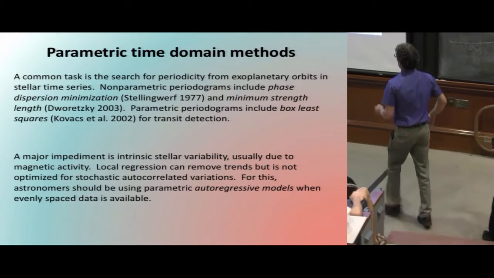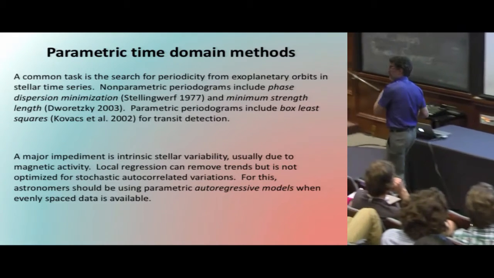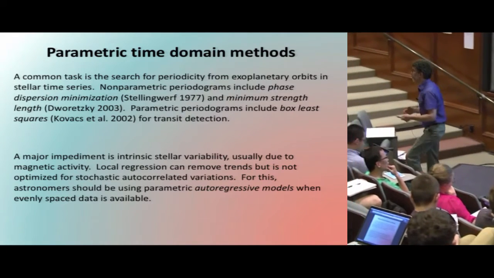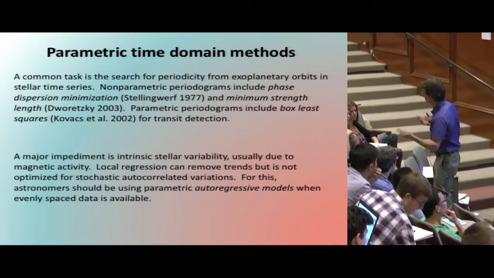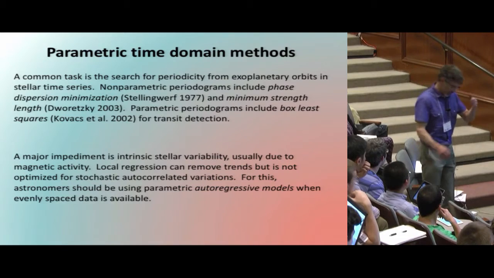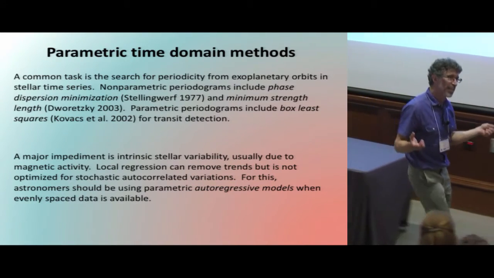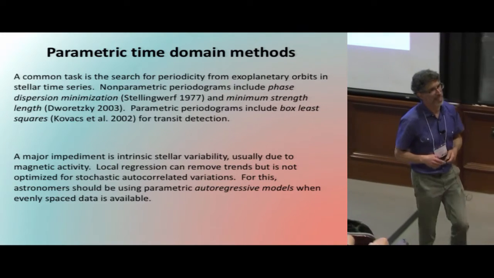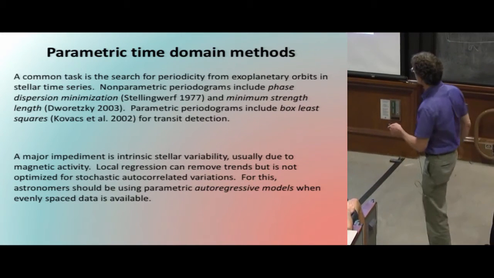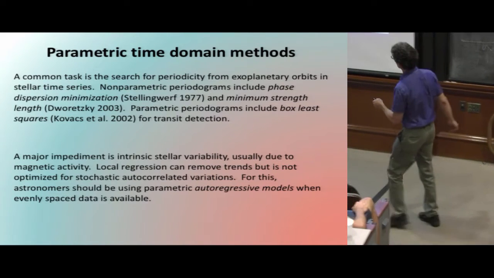Of course, the main problem with all of these methods, astronomically, is that this darn star is not constant. When the planet's going around and causing the dips or causing the radial velocity variations, the star is doing its own thing, often due to magnetic activity of some sort. We already heard about this from various presenters today, and we'll hear about it all week, I'm sure.